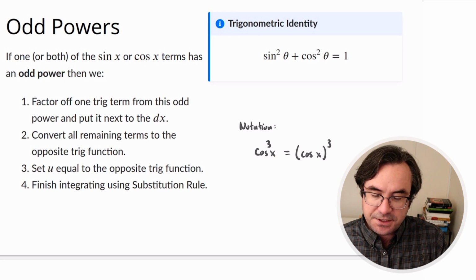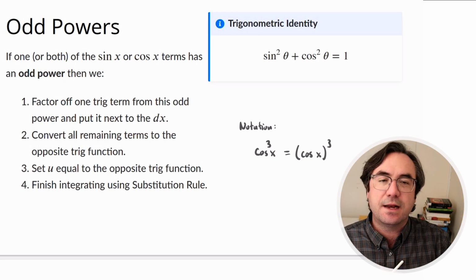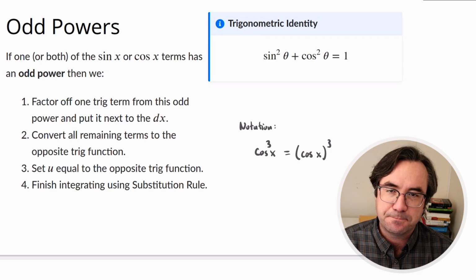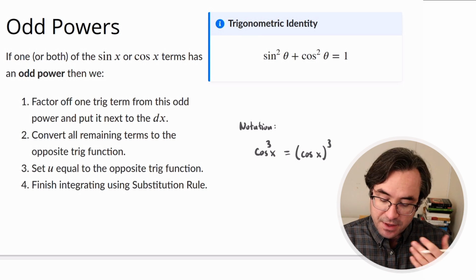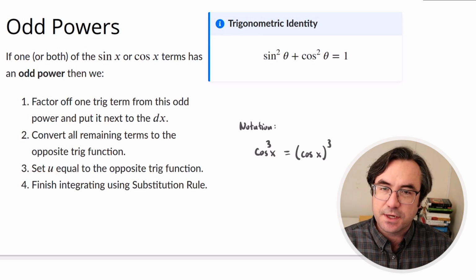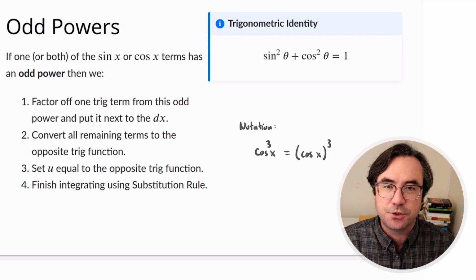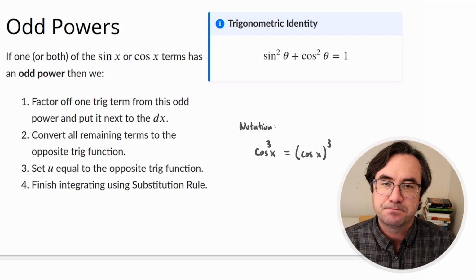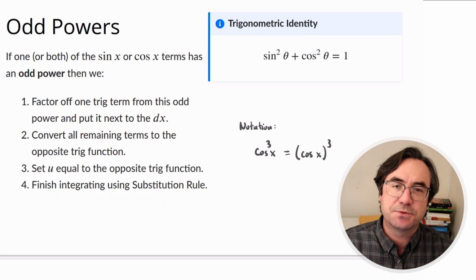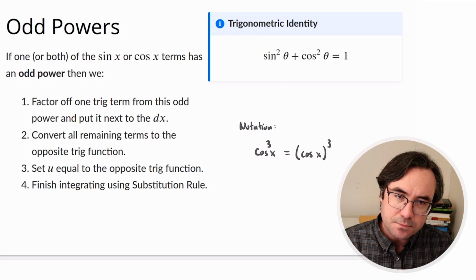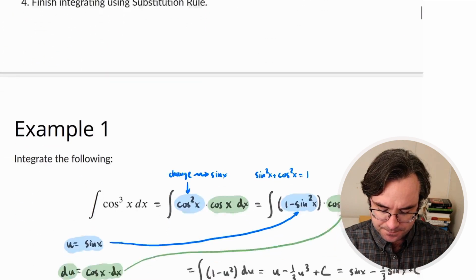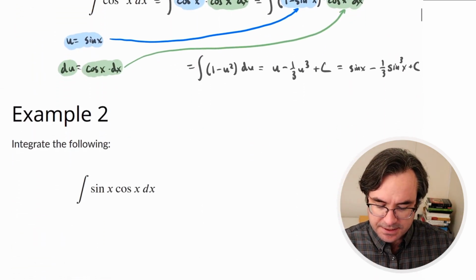So if we peel off a cosine, we want everything back in terms of sine. Then from there, we do a u substitution where we set u equal to the opposite trig function. And then we just go through the substitution rule. So let's try one more. So let's look at example 2 here.